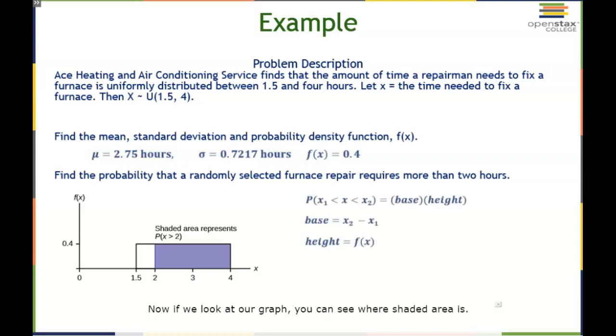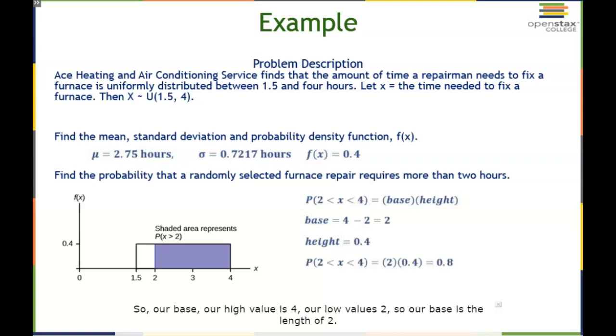Now, if we look at our graph, we can see where our shaded area is. We're missing a little bit of the full function between 1.5 and 2, but the rest of it is shaded. We need to calculate the base of our rectangle, the height of our rectangle, and multiply the two together, because base times height, or length times width, is the area of our rectangle, which is our probability.